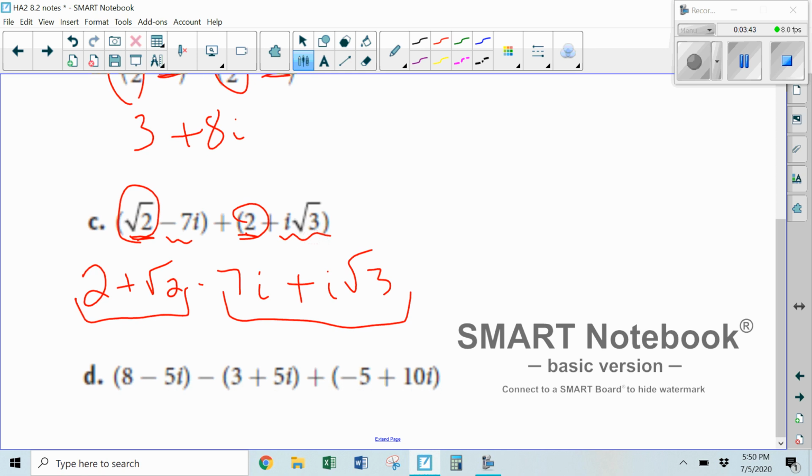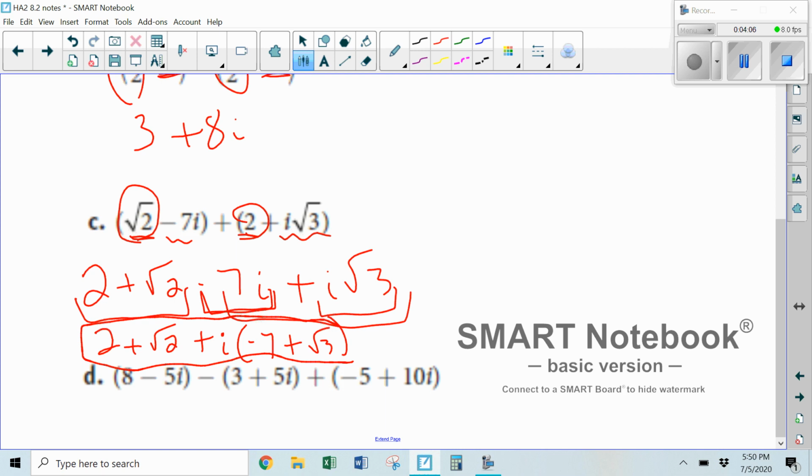And then what you can do is you can factor out an i. So if I factor out an i from this term, I would get -7. Factor out an i from this term, I get √3. So not a great way to do that one.